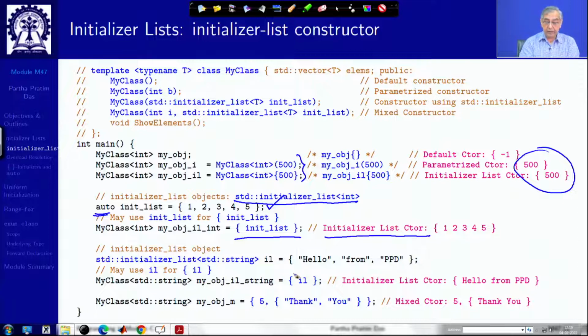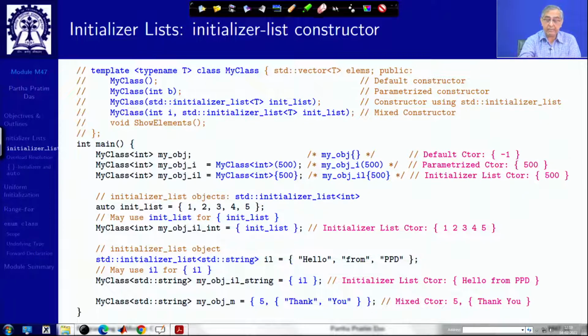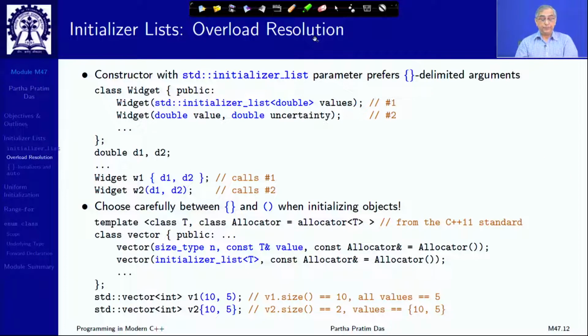Similarly, you can do it for a string. Again, the initializer list constructor is used. You can do it for a pair of integer and an initializer list of string, so you will get a mixed constructor called. Right, so this is how the constructors will map to the respective type and will be called.